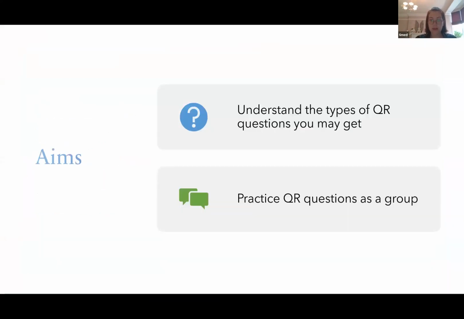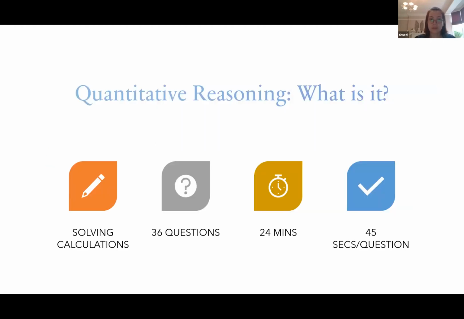So the aims of today: we're going to try and understand the types of QR questions that might come up, and then we're going to practice some as a group, and we'll do that timed just so you can get a feel for what it is like on the actual day.